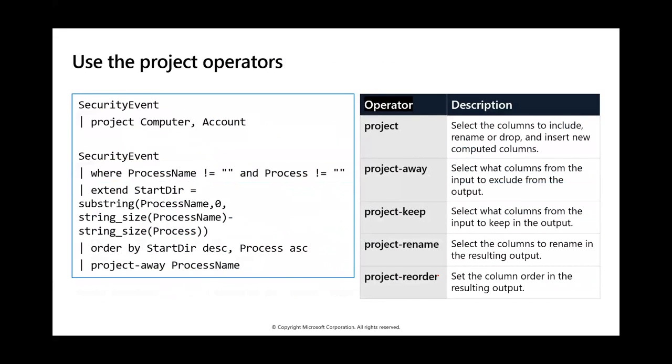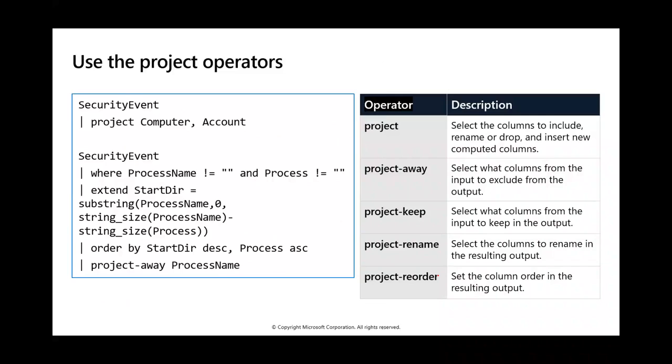Or depending on the type of project operator that we're using. Project selects the columns to include, rename, or drop, and inserts new computed columns. Project away selects what columns from the input to exclude from the output. Projecting away, for example, is I don't want to see the event ID column. It's still there as a result of the query, but I don't want to see it. Project away is just excluded from the output.